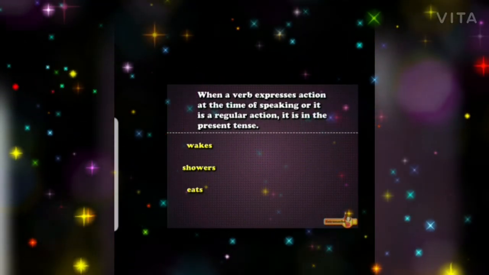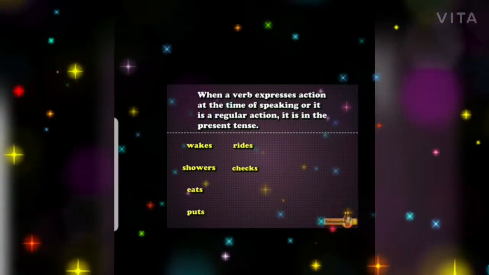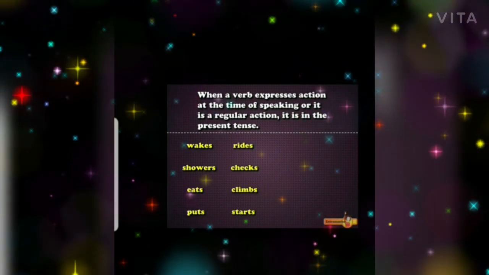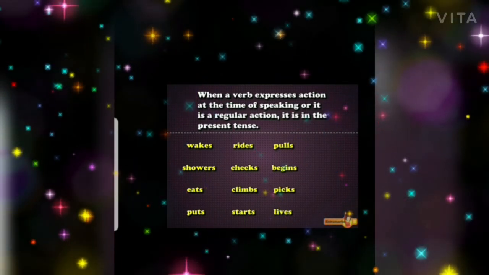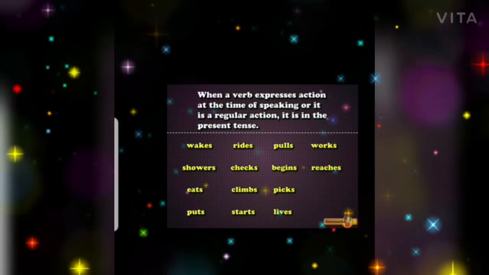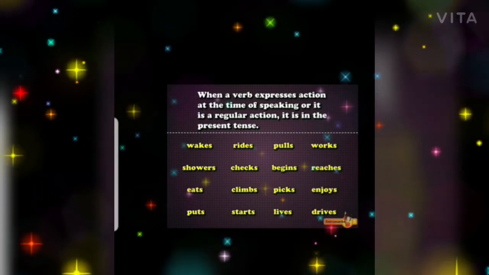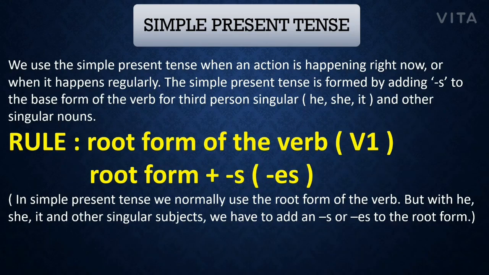Now the verbs in the present tense that we came across in the story are wakes, showers, eats, puts, writes, checks, climbs, starts, pulls, begins, picks, lives and many more. So students, basically we use simple present tense when an action is happening right now or when it happens regularly.